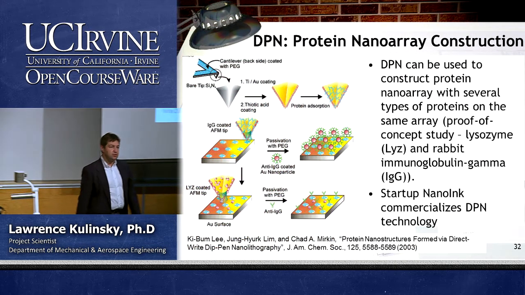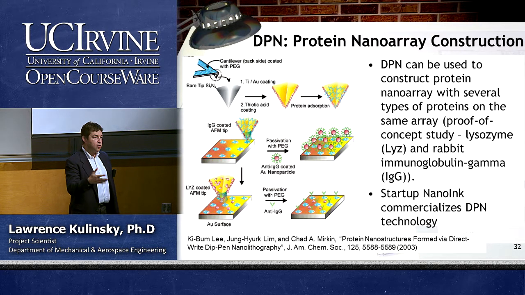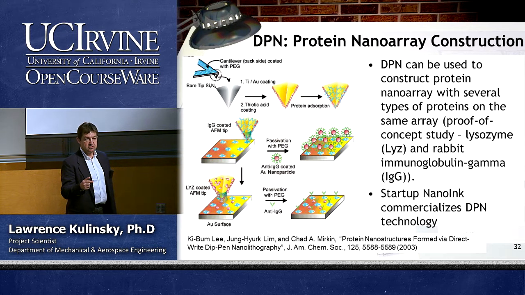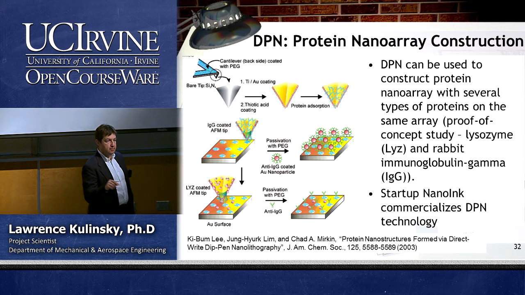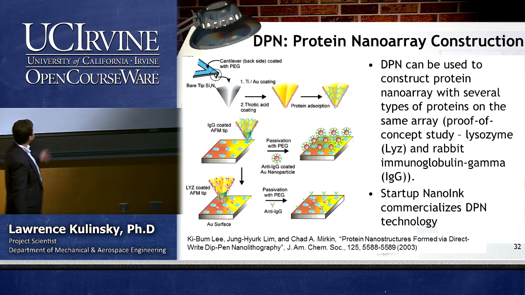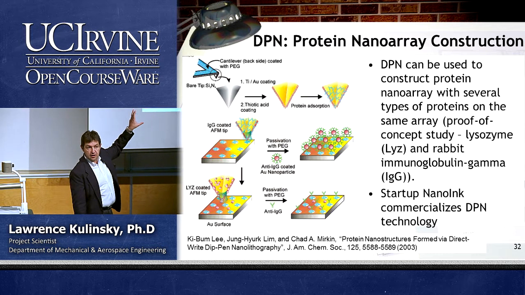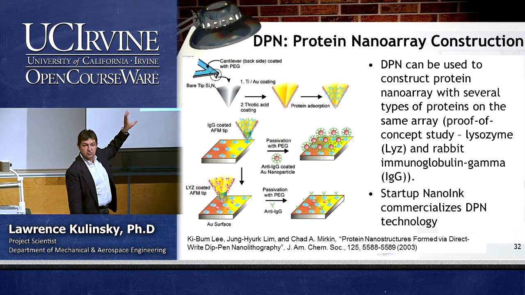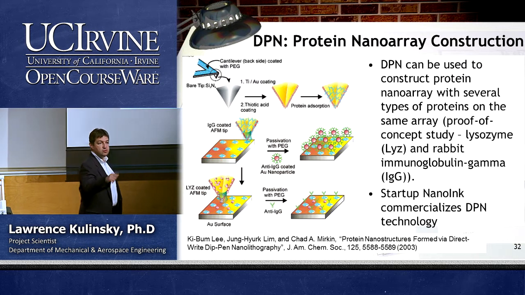You can use dip pen lithography not just for a normal lithographic process with organic resist. You can also use it to pattern biological molecules, such as proteins, for example. So what you have here is one of Chad Mirkin's studies where he used dip pen lithography to do immunoassay.